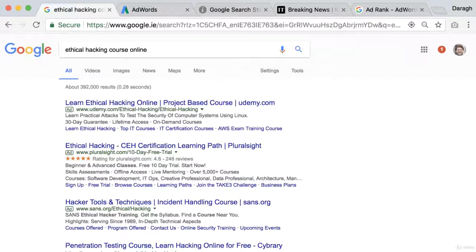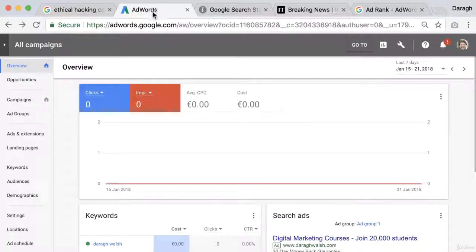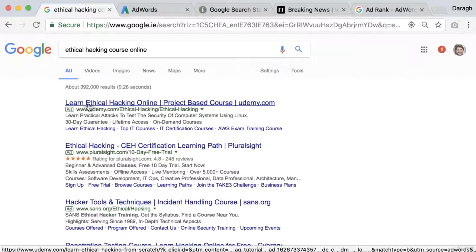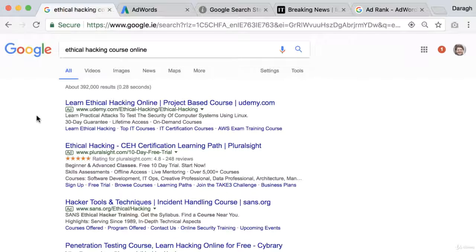Now, the way that they've set it up in AdWords as well is that it's essentially an auction system. If you want to be in the top spot here in Google, you have to make a bid to be at the top, and then you're bidding against other companies who want to appear at the top here. So for example, in this ad, it's Pluralsight versus Udemy, and they would be bidding against each other to get to this top spot here.